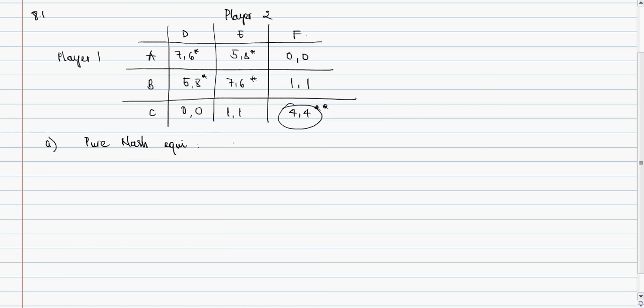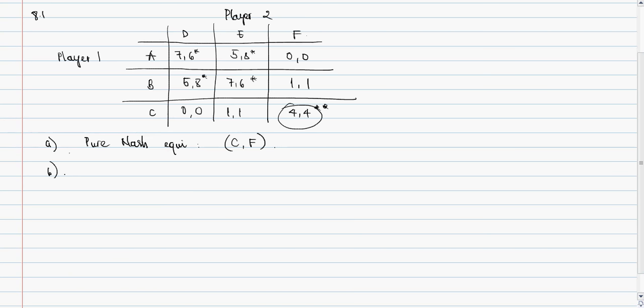So in this case, the pure Nash equilibrium is where player 1 choosing C and player 2 choosing F. So C and F is the Nash equilibrium. Okay, so remember when you write the Nash equilibrium, you will have to write out the strategy, not the payoff. So the strategy in this case is C and F, and that is the Nash equilibrium.